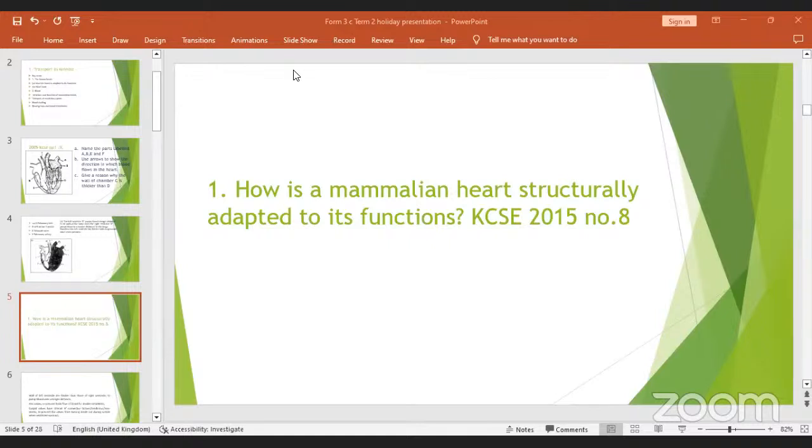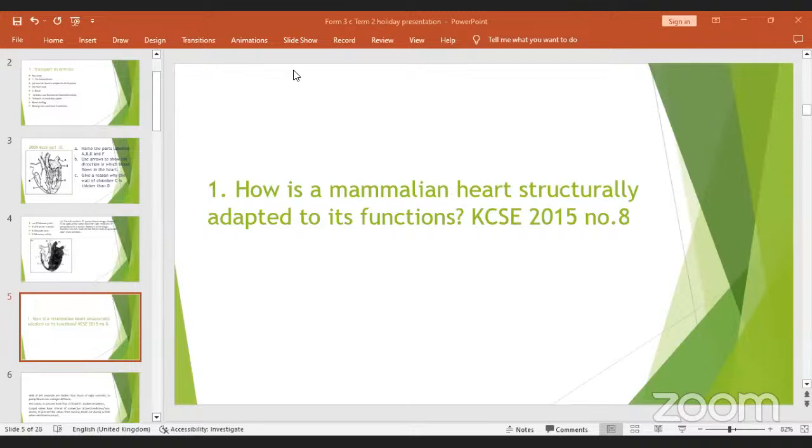Then somebody is saying about presence of cardiac muscles. Now, what about the cardiac muscles? William is saying that they have cardiac muscles that continuously pump blood without getting fatigued. That looks okay, but it's not. What is it about the cardiac muscles that prevents them from getting fatigued?